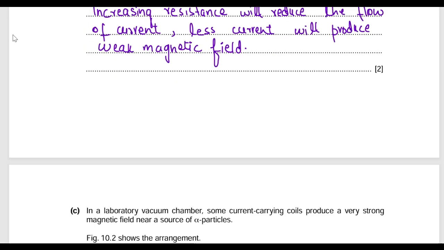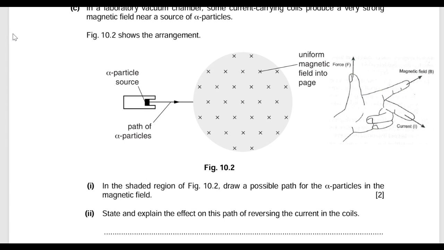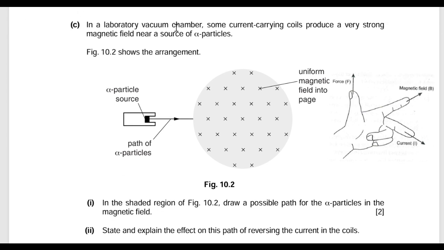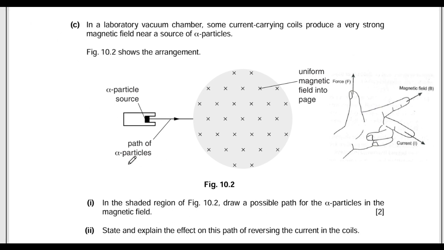Now moving to the third part, the C part of this question. This part is a very important application of Fleming's left hand rule, so listen carefully. In a laboratory vacuum chamber, some current carrying coils produce a strong magnetic field. This circle represents the magnetic field, and there is a source of alpha particles near this magnetic field, and we have to predict the deflected pattern of these alpha particles.